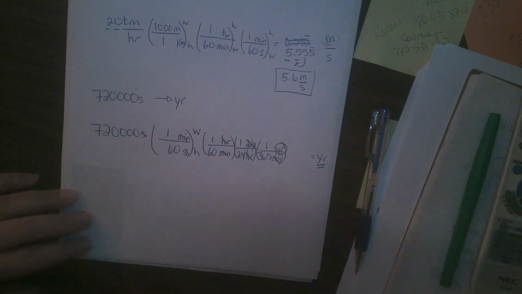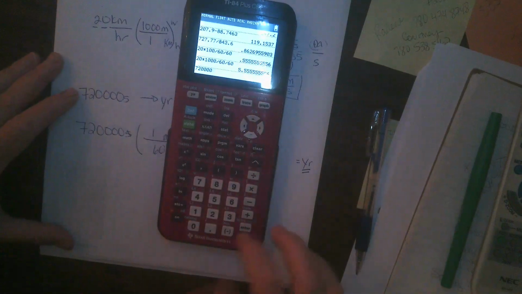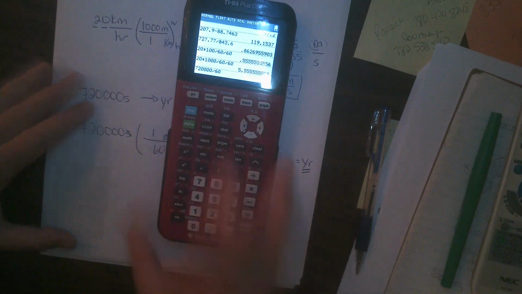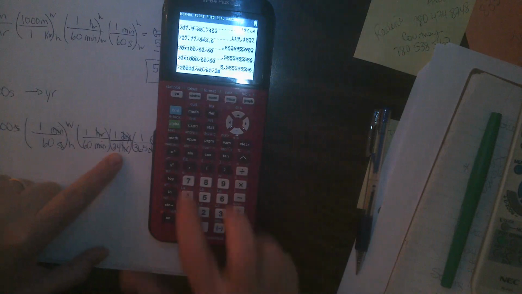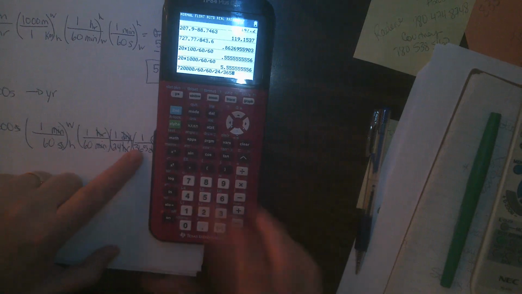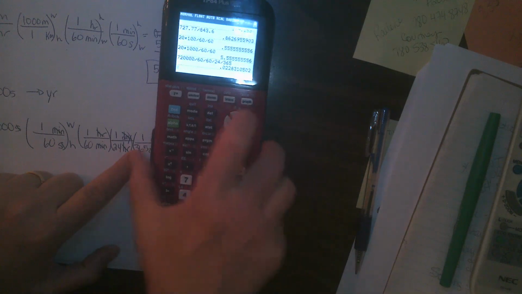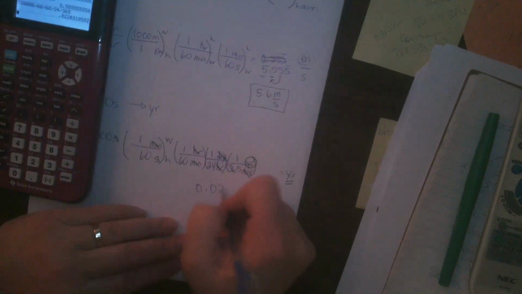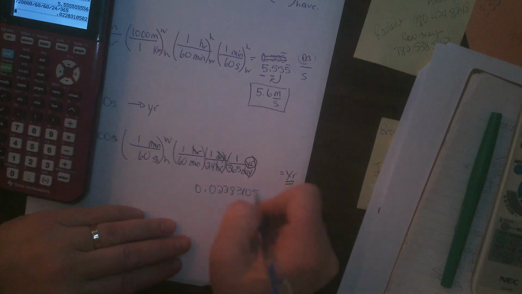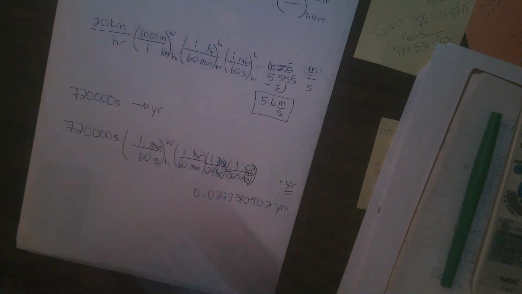It's just a matter of being smart enough to put it in your calculator properly, which is something I haven't been able to do apparently. And then I'm going to go divided by 60, divided by 60, divided by 24, divided by 365. And I get 0.02283100502 years. That's what my calculator tells me.